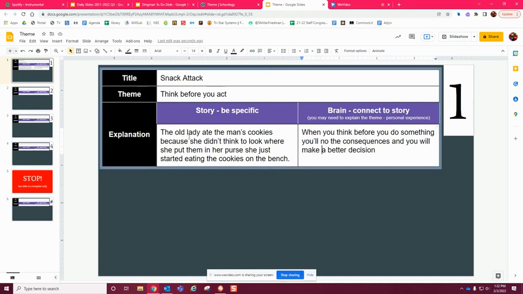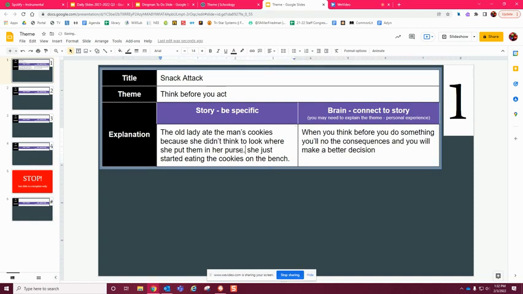So it says the old lady ate the man's cookies because she didn't think to look where she put them in her purse. She just started eating the cookies on the bench. Okay, so there are some specific things in here, but I feel like it needs to be a little bit more specific. So it said the old lady ate the man's cookies because she didn't think to look where she put them in her purse.